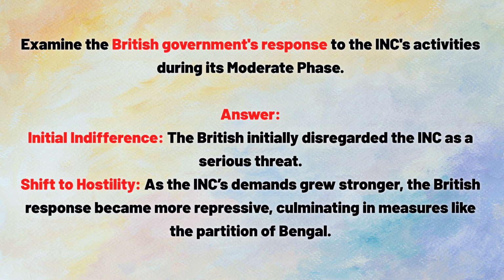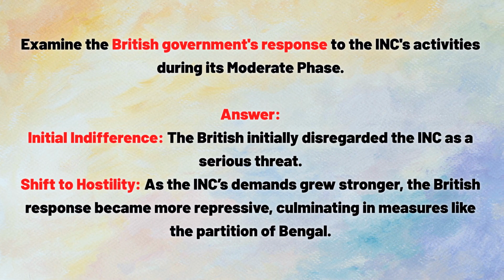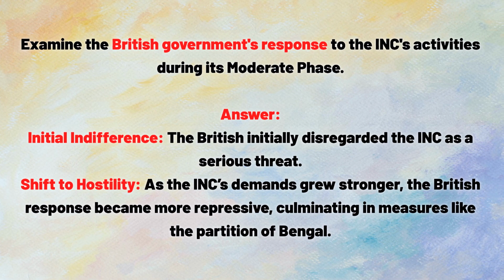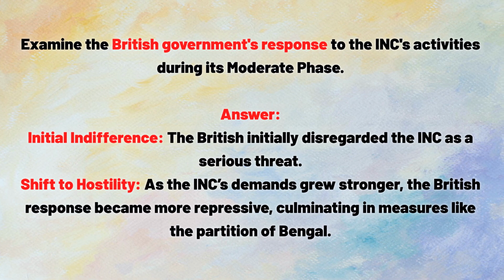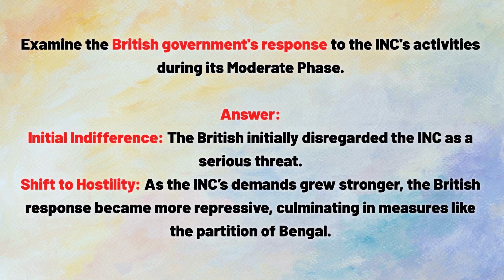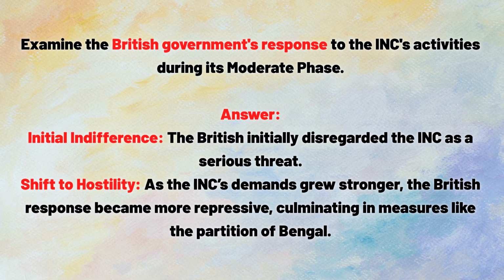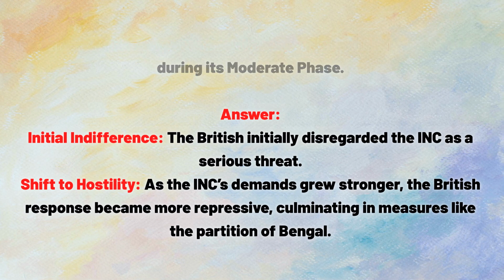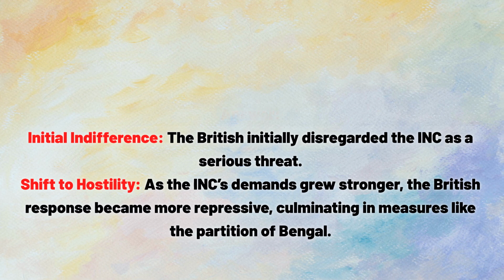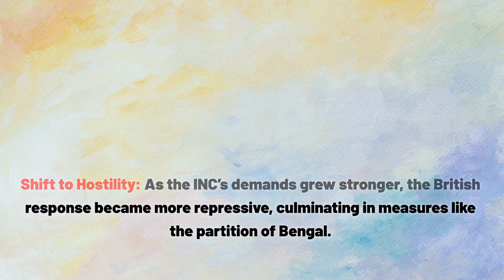Examine the British government's response to the INC's activities during its moderate phase. Answer: initial indifference. The British initially disregarded the INC as a serious threat. Shift to hostility. As the INC's demands grew stronger, the British response became more repressive, culminating in measures like the partition of Bengal.